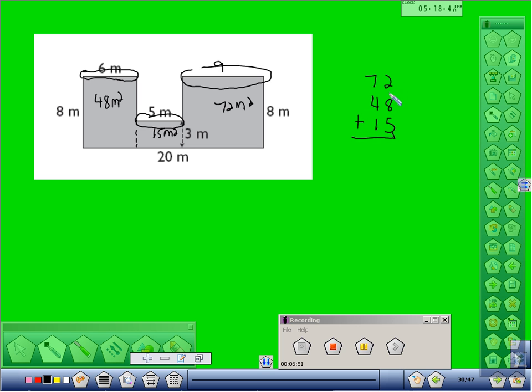8 plus 2 is 10. 10 plus 5 is 15. Carry my 1. 7 plus 1 is 8. 8 plus 4 is 12. 12 plus 1 is 13. So we get 135 meters squared. Okay, and that's our final answer.